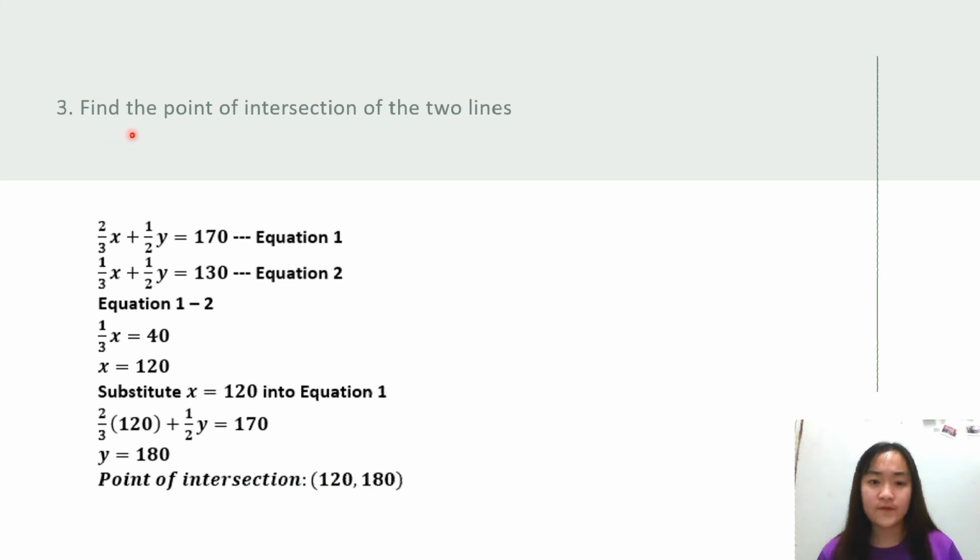For the third step, we will find the point of intersection of the 2 lines. So we will let 2/3x plus 1/2y equal to 170 as equation 1 and let 1/3x plus 1/2y equal to 130 as equation 2. Equation 1 minus equation 2 will give x equal to 120. To get the y value, we will substitute x equal to 120 into equation 1 and then we will get y equal to 180, so the point of intersection is 120, 180.